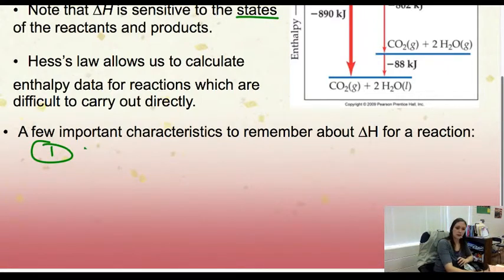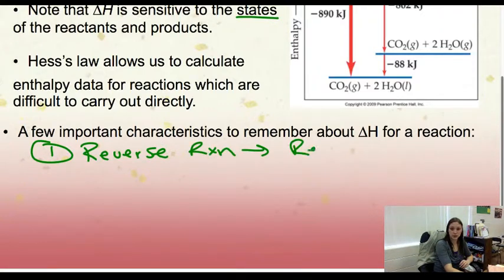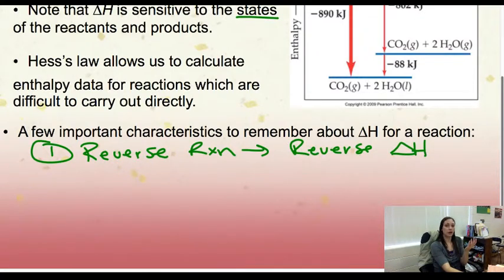And the first one is that if you reverse the reaction, that means I have to reverse the delta H, and we'll see that here in an example. If you have to flip the reaction, that means you also have to flip the sign of that particular delta H that is associated with it. Because if you remember back to those energy diagrams or enthalpy diagrams, you're looking at now the reaction from the flipped point of view. Okay?